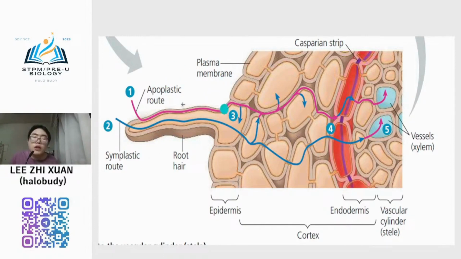Compared to if there were no root hair and only a single layer like that, the rate of water absorption would be very slow. The plant cannot absorb much water. But when it contains root hairs, meaning they are exposed more to the soil, the root cell can absorb more water molecules from the soil.